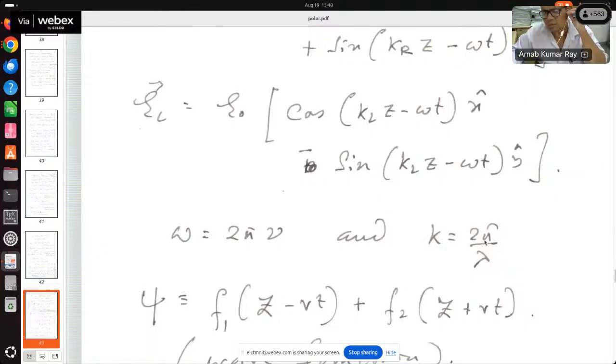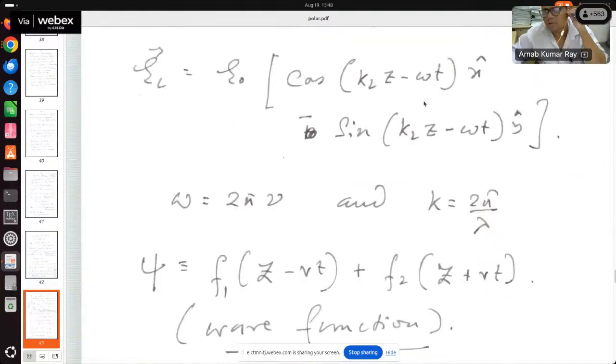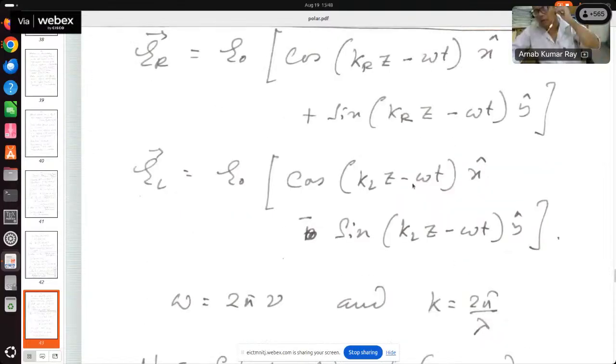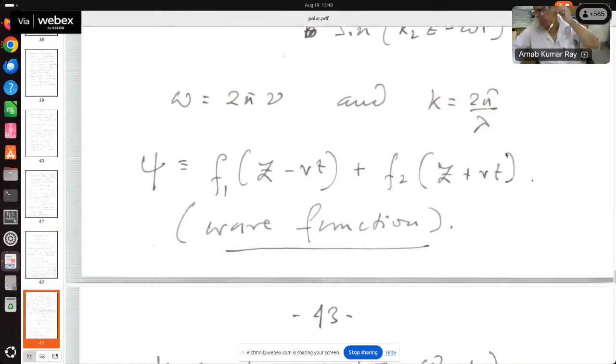k will be equal to 2 pi by lambda. And you note that these two equations are in the general form of the solution of a wave equation. f(z, t), this is the general form of the solution of a traveling wave. So z minus vt will be along the positive direction of the z-axis, and z plus vt will be the branch of the wave that will go along the negative direction. Here in this case, both of them are propagating along the positive direction of the z-axis, therefore you have the minus sign. So this is the general solution of the wave equation.